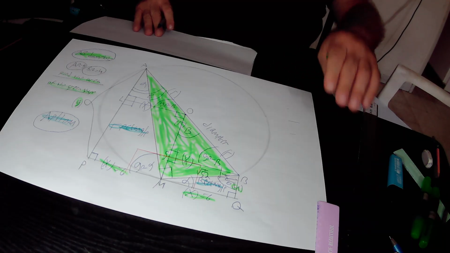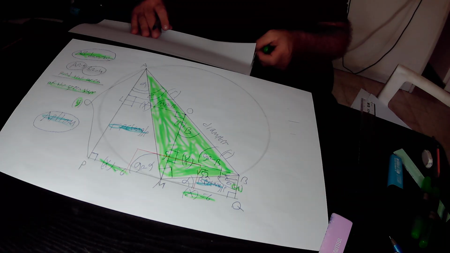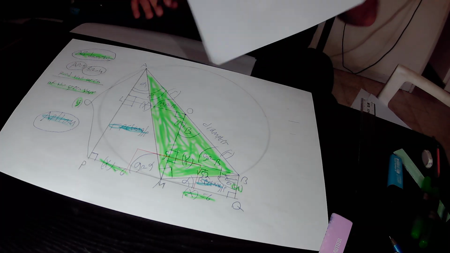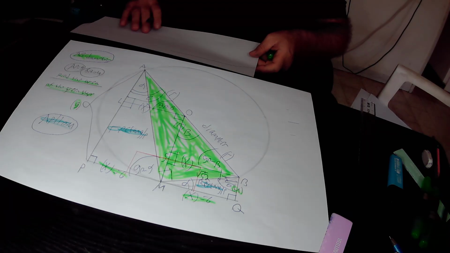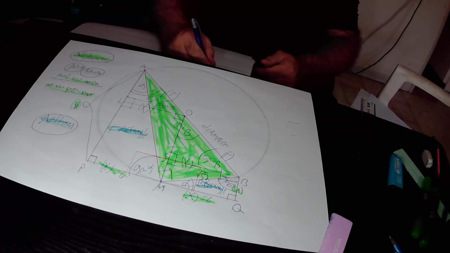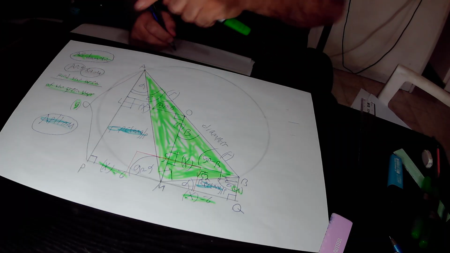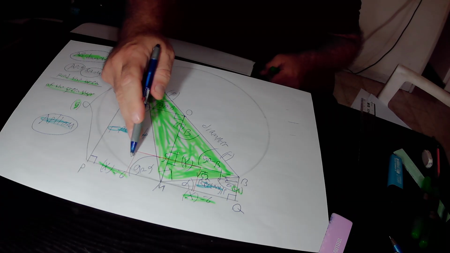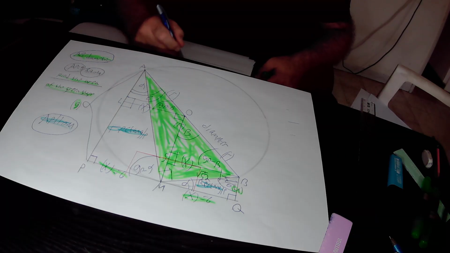AM is the missing side, so leave it as it is. So it is AM squared equals AP squared. AP is 9, therefore AP squared is 9 squared, that is 81, plus PM squared. PM is 6, therefore PM squared is 6 squared, that is 36.